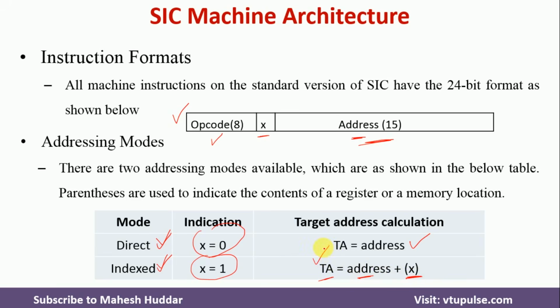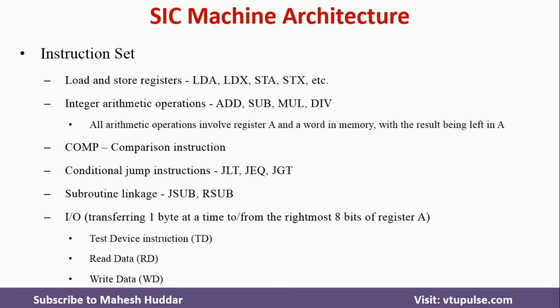So there is only one instruction format. The size of the instruction format is 24 bits. The first 8 bits represent the opcode. The next bit decides whether it is a direct addressing mode or an indexed addressing mode. The next 15 bits are the address. As I said earlier, if x is equal to 0, the target address is the address directly. If the value of x is equal to 1, the target address is equal to the address plus the value of x. Now coming back to the next topic, the instruction set.